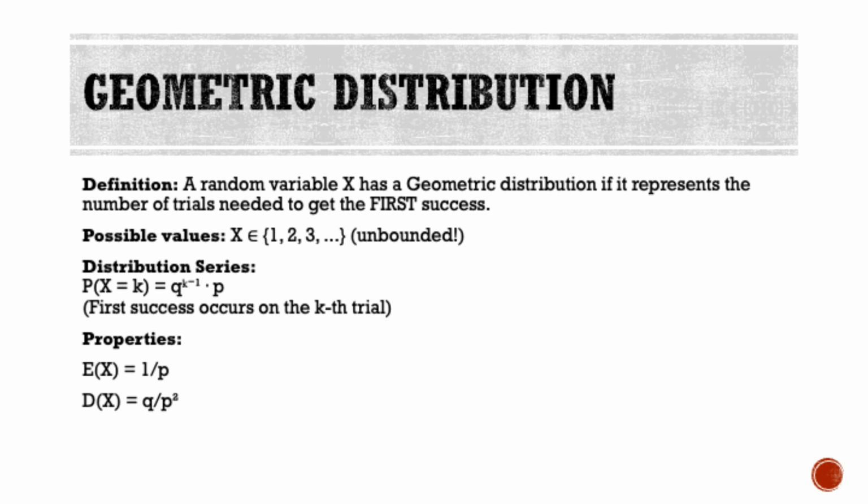Let me give you a concrete example to make this clear. Suppose you're playing a game where you have a 20% chance of winning each time you play. You decide to keep playing until you win for the first time. The number of attempts you need to make, whether it's 1, 2, 3, or even 10 or 20 attempts, that's a geometric random variable. You're counting trials until the first success occurs, not counting successes in a fixed number of trials. The possible values of a geometric random variable are 1, 2, 3, and so on.